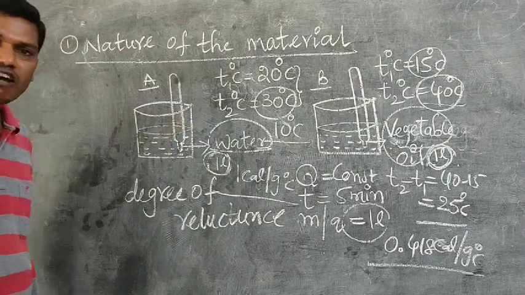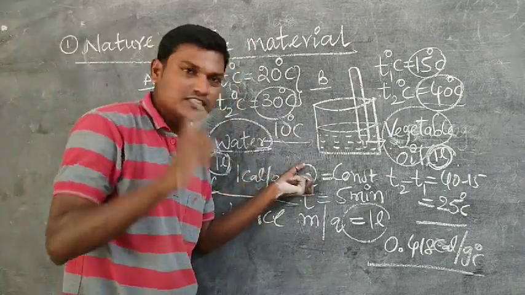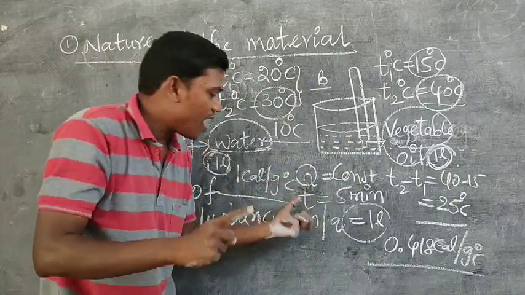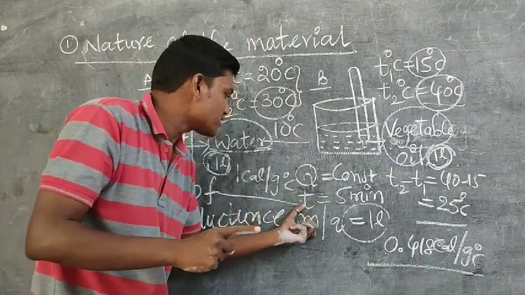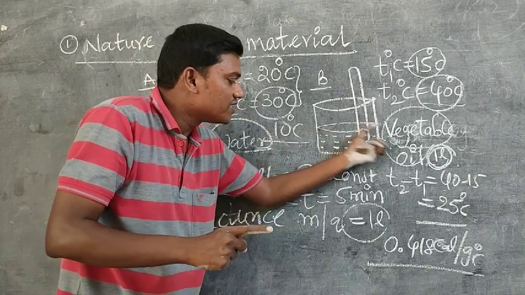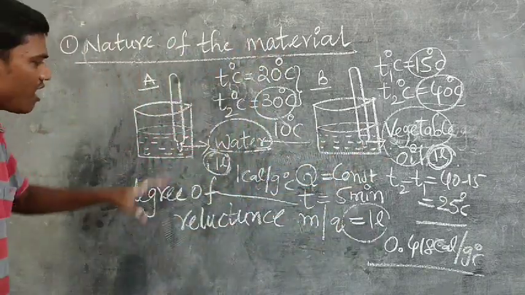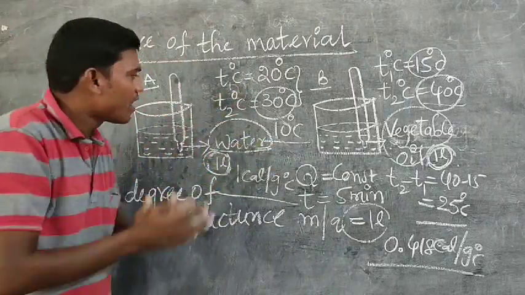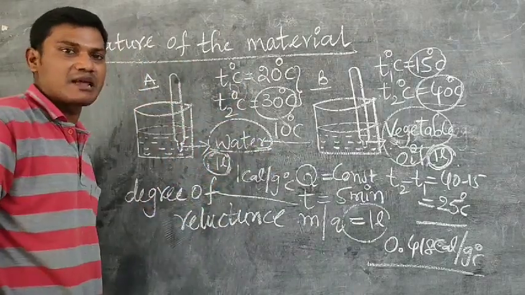Which are we taking as constant? The supplied heat energy to the A and B vessel is constant. Time is also constant, and the mass or quantity or amount taken is also constant. Then after the 5 minutes, remove the two vessels from the flame and measure their final temperature.